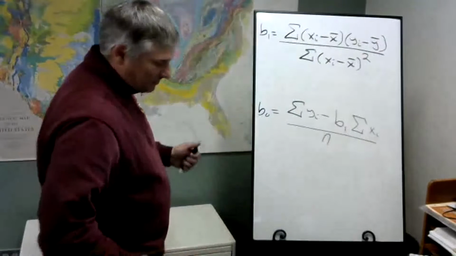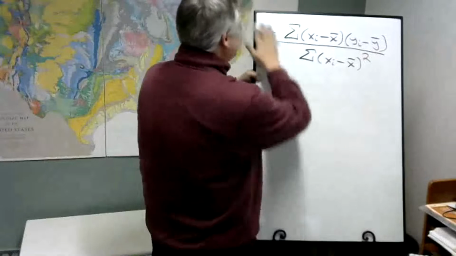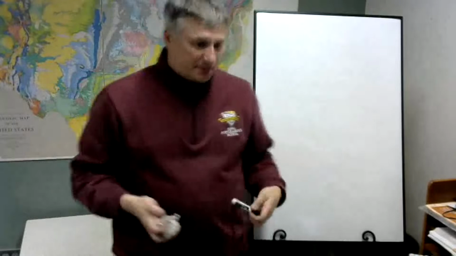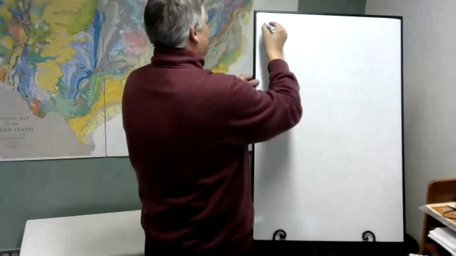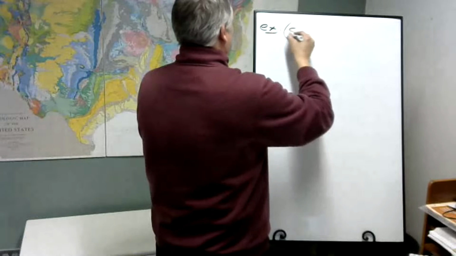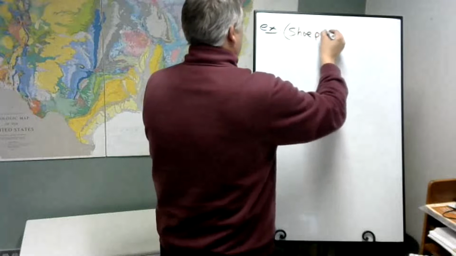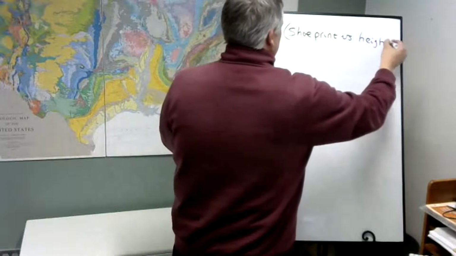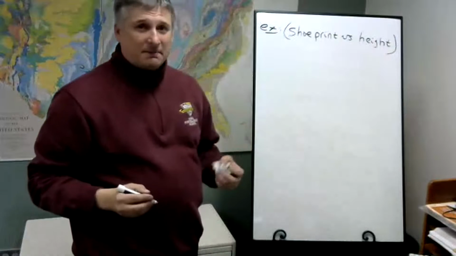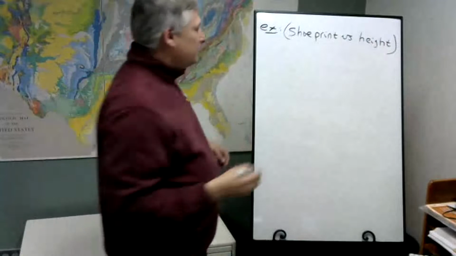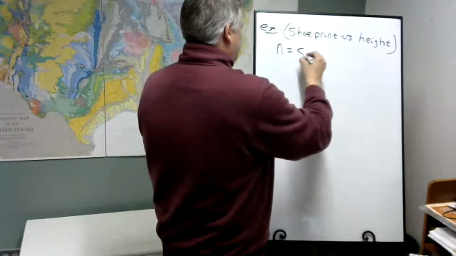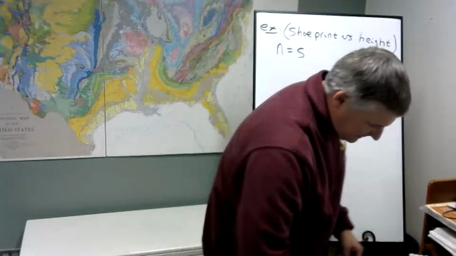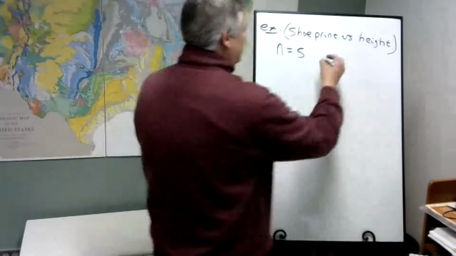So if you take the data from our shoe print versus height example and run that through a computer. Again, shoe print versus height. Well, we're still working with this example. We started out at n equals 5. We got a really kind of crummy R value. What did we get there? Let's say we got 0.591.